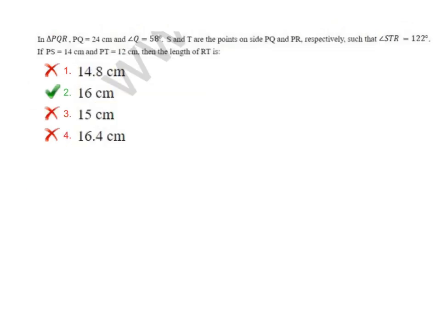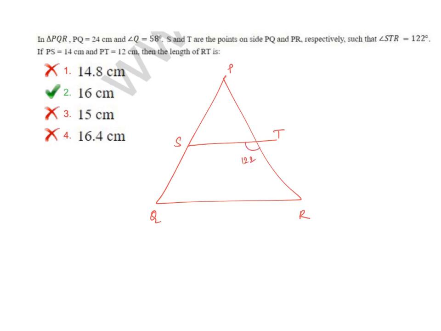Look at the next question. In triangle PQR, PQ is equal to 24 and angle Q is equal to 58. S and T are the points on PQ and PR. So I am drawing a triangle PQR here. S and T are the points on PQ and PR such that angle STR is 122. If STR is 122, angle T is 58. So here Q is also 58.